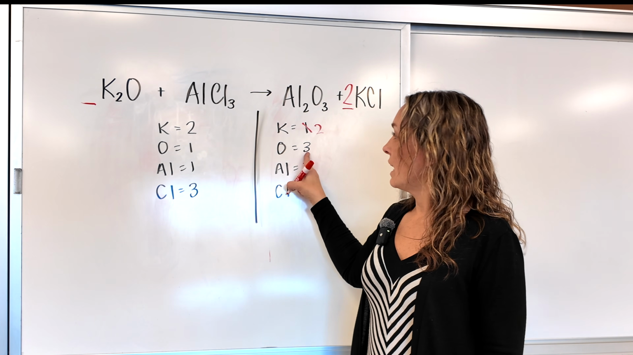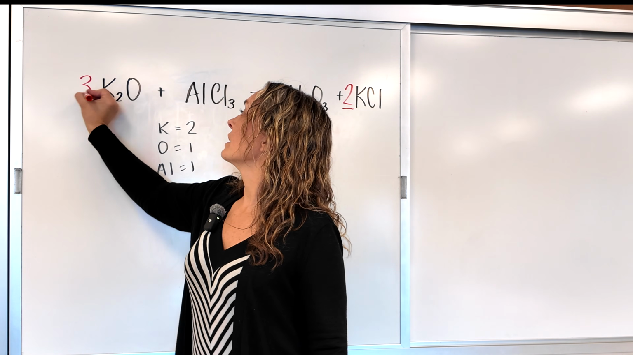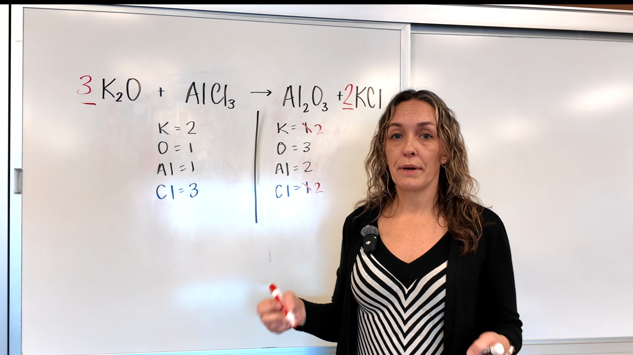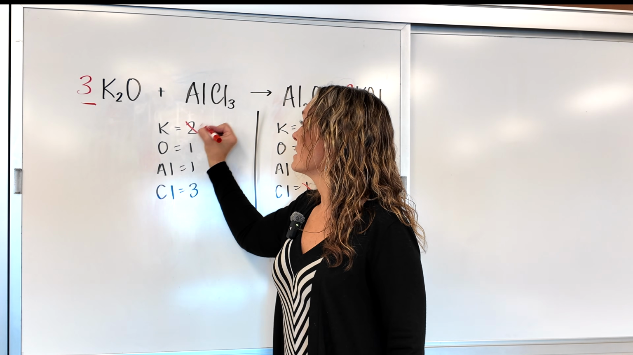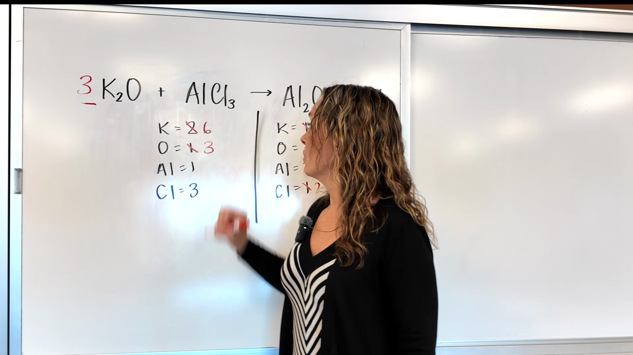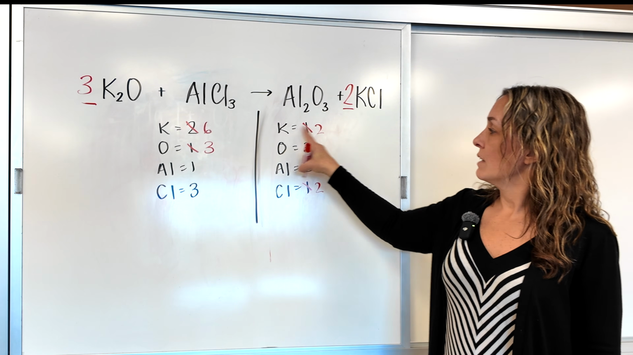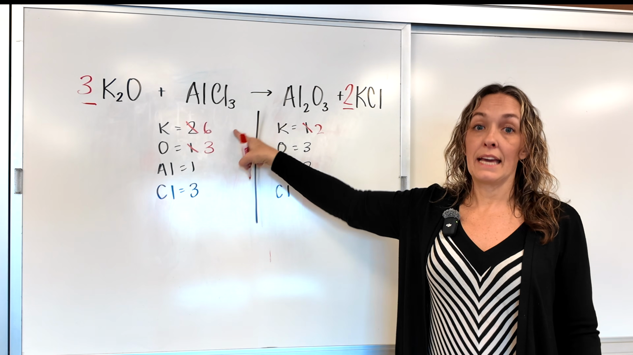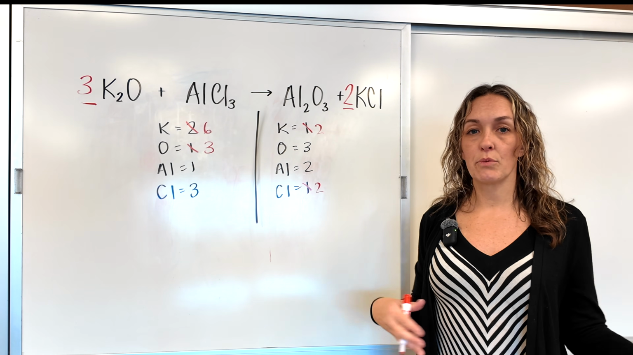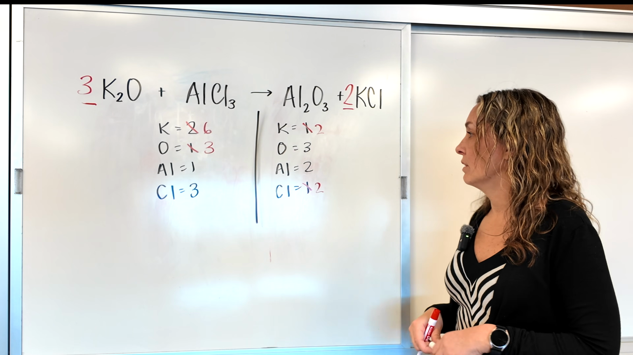In order to get the 3 oxygens that I need, I'm going to have to put a 3 here. That 3 is going to multiply through the entire compound, giving me 6 Ks and 3 Os. I'm going to change my list to reflect that. Notice that in fixing my O's, it messed up my K's. That is okay. This is going to happen. We're going to have to just keep going back and forth until they all match.